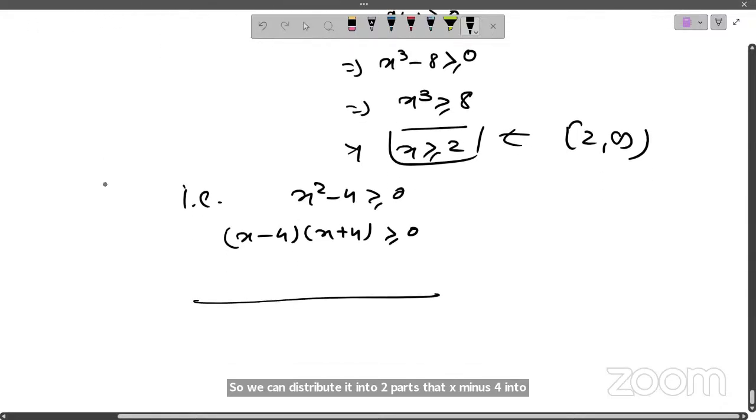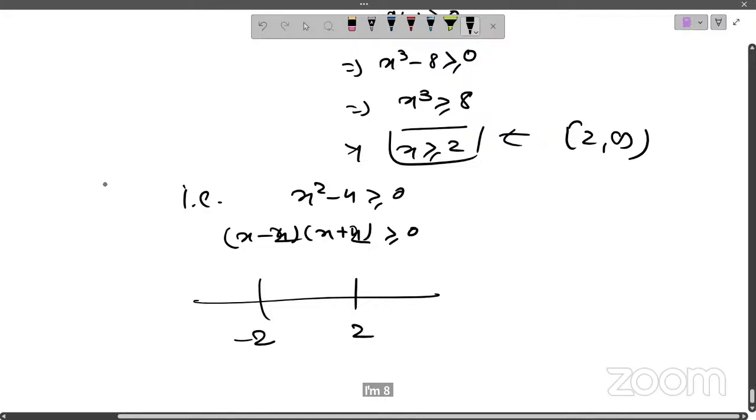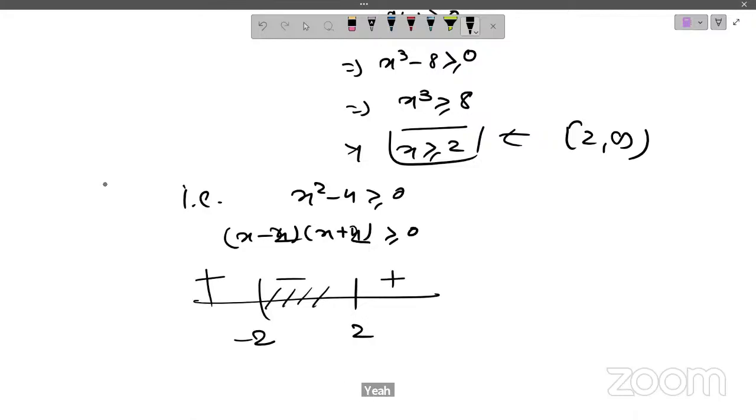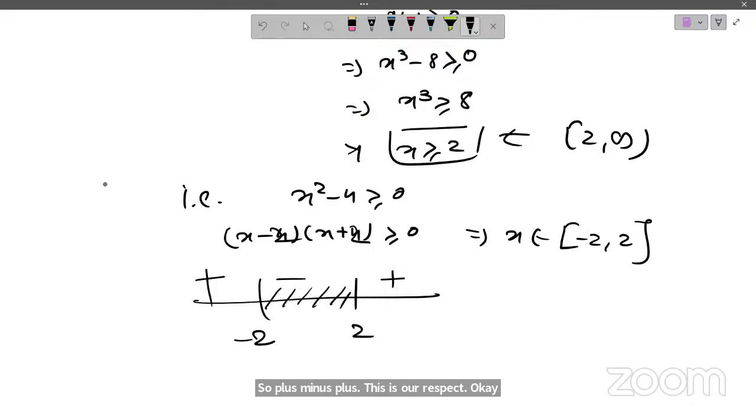Now again we can use the Wavy curve. Minus 2 and x plus 2. So this is -2, this is +2. Again we have plus sign. So plus, minus, plus. This is our restricted domain. So that means our x belongs to the closed interval -2 to 2.